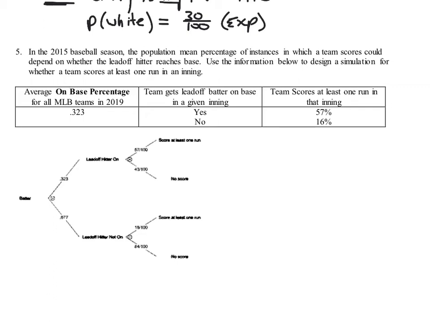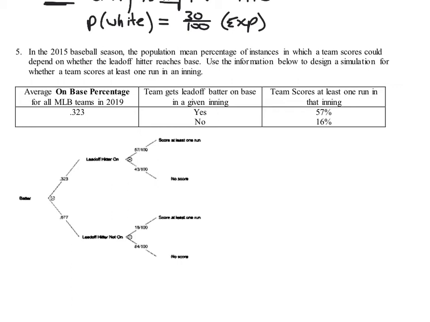If the leadoff hitter is not on, and this was the other statistic that was given, you only had a 16% chance of scoring at least one run. Now again, it could be one run or 10 runs. If that 16% of the time you knew you were scoring 10 runs, well, I'll sign up for that, I guess, versus 57% of the time only getting one run. So it's like feast or famine, but I'd rather at least go for it here. But we're looking at 16% versus 84%.